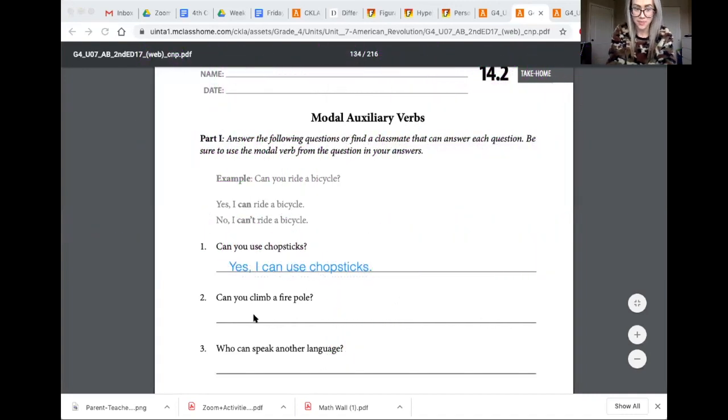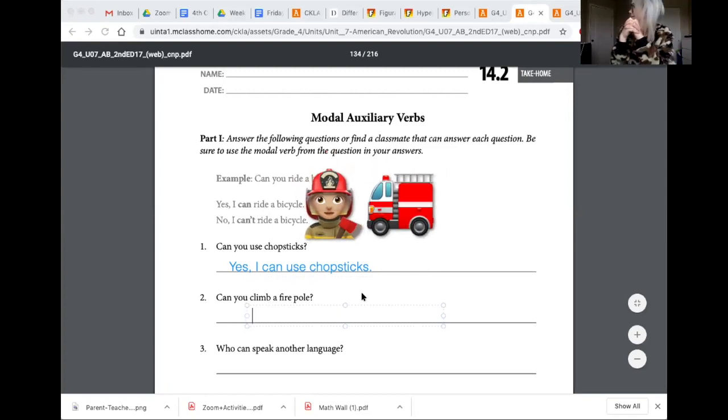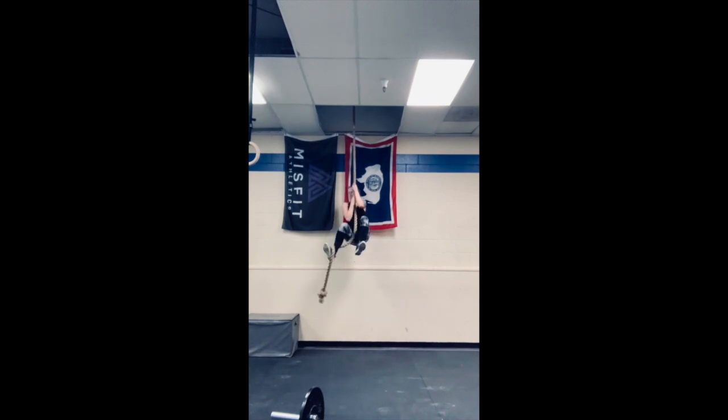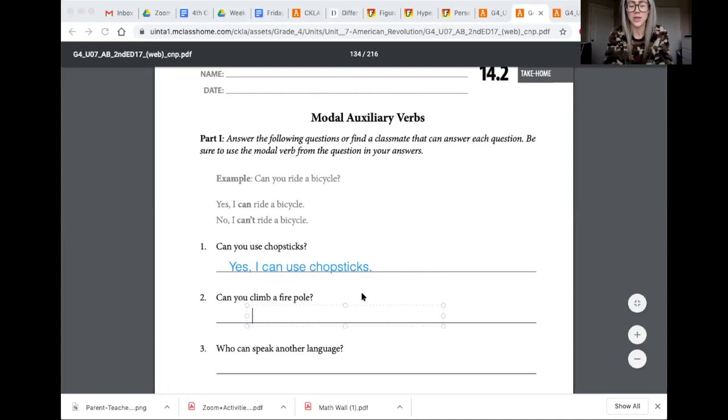Okay, now here's the next one, and we're also going to try this one. Can you climb a fire pole? Guys, I don't have any fire poles near my house or in my house, and most of you shouldn't either. But I can climb a rope, so since I can climb a rope, but I can't climb a fire pole, I had to say no, comma, I can't, apostrophe T, climb a fire pole. Darn.